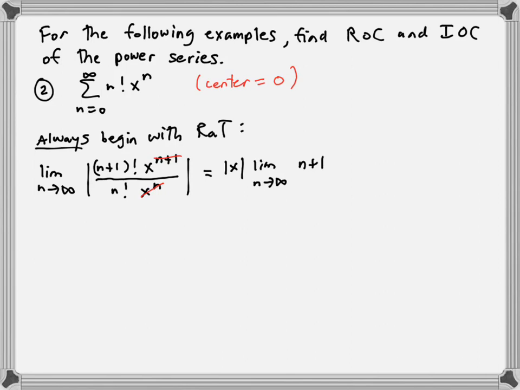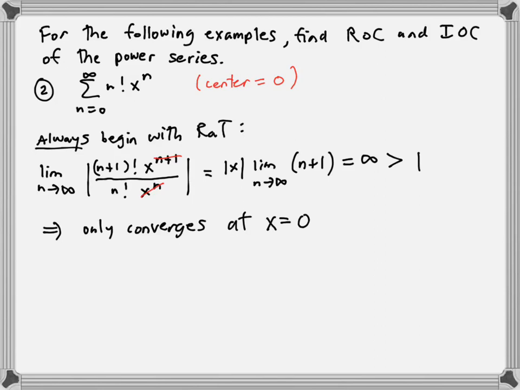So what does this limit equal here? This limit, of course, is infinity, right? Which is greater than 1 no matter what. So what does this mean? This means that the power series only converges at its center, at x equals 0. So this means that the ROC is 0, and this also means that the IOC is just the number 0. That's it, right?